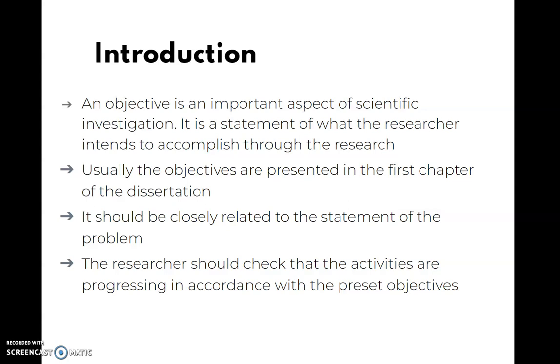So an objective is an important aspect of scientific investigation. If you want to investigate something, a goal or objective is very important. It is a statement of what the researcher intends to accomplish through the research. Usually the objectives are presented in the first chapter of the dissertation and it is closely related to the statement of the problem. So from the research statement or research problem, we will write the objectives.